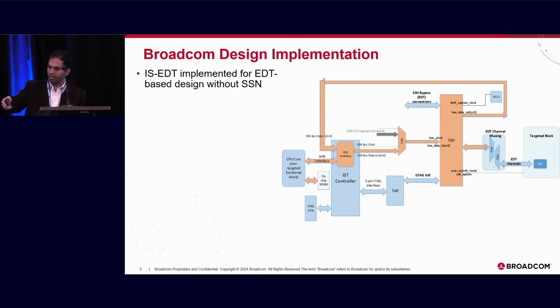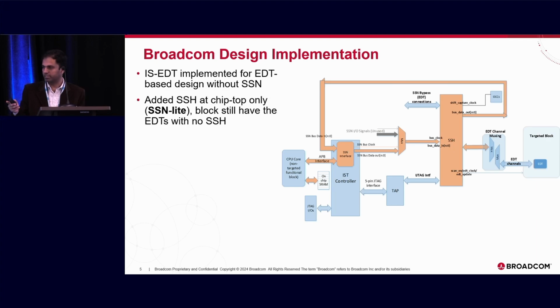Now, if I get back, we had to put one SSH. As I said, we did not have SSH in our blocks, so we put one SSN only at chip top. That talks to my EDT channel muxing, and that talks to the targeted block. And we also use the IST with the SSN interface, the enhanced, new one which supports IS-EDT. So there was no change done to the blocks, nothing at all.